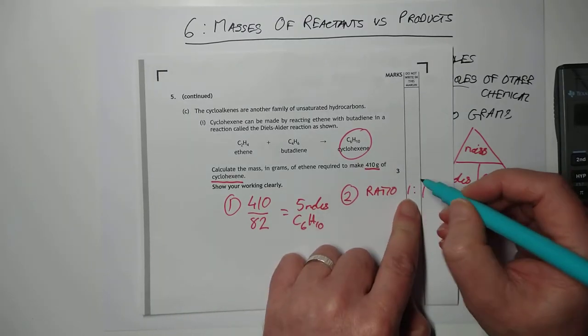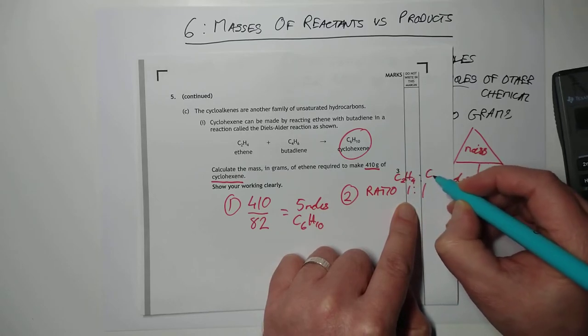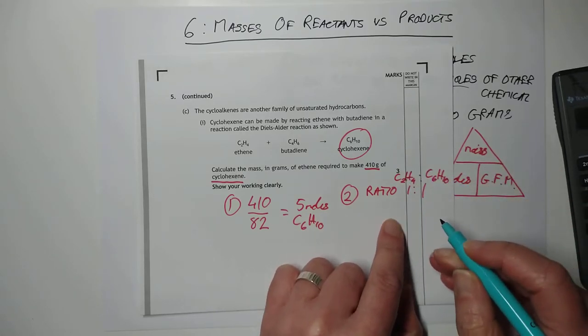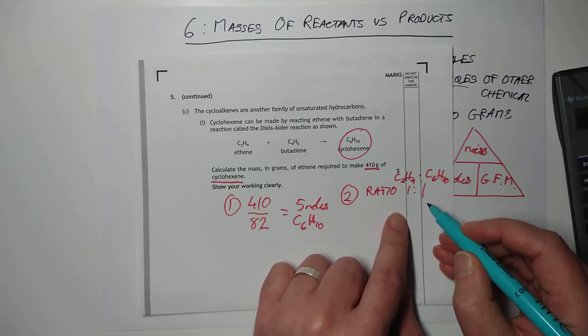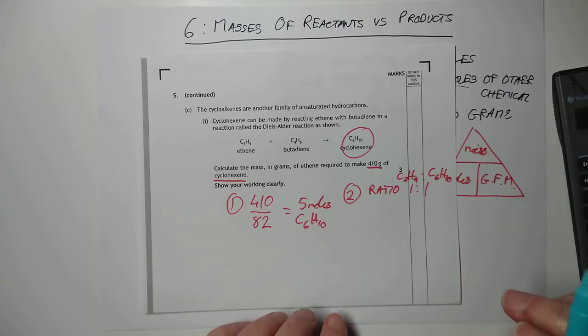And I should just label this. That's C2H4 to C6H10. We have to make sure you go the right way here. If it's not 1 to 1, make sure you're dividing or multiplying the correct way around. It's sort of one of the reasons I'm not so keen on this method.